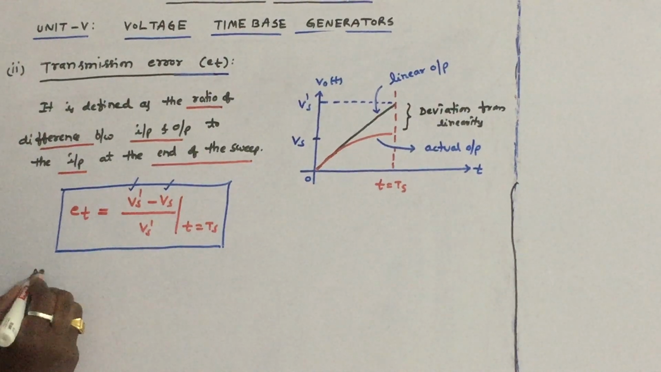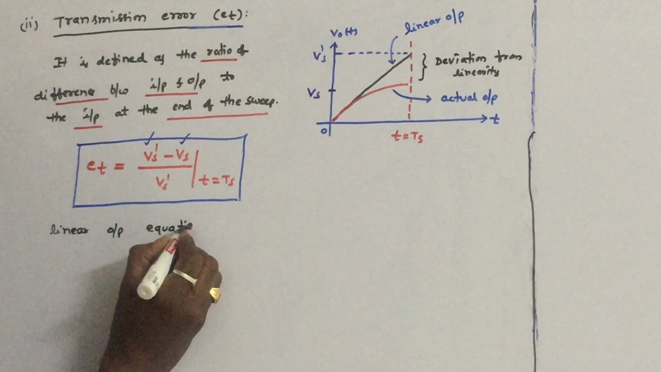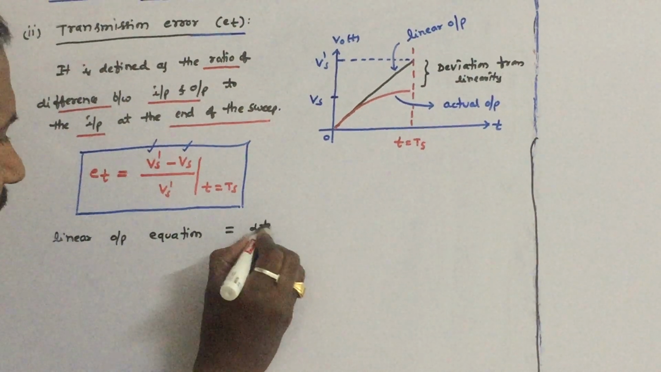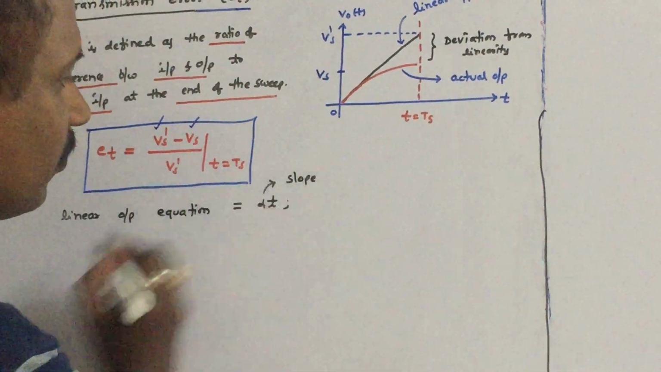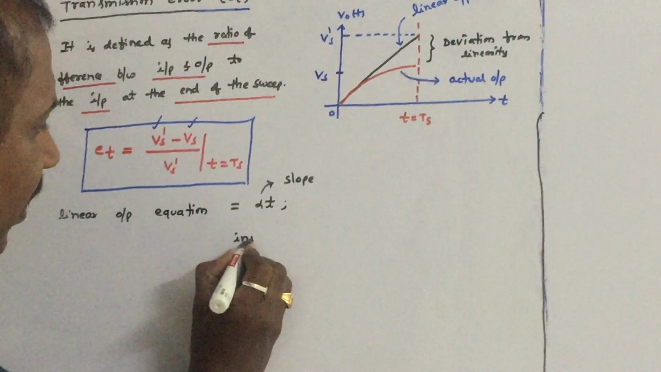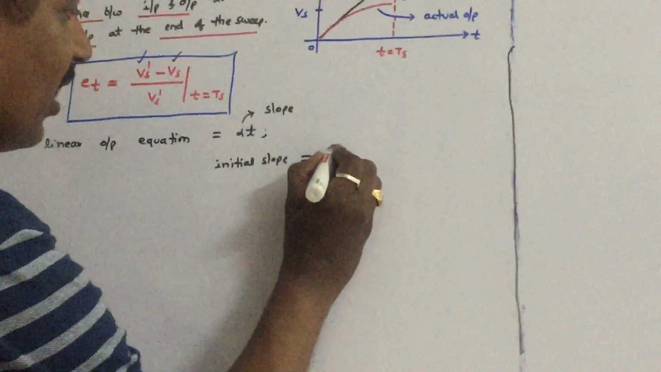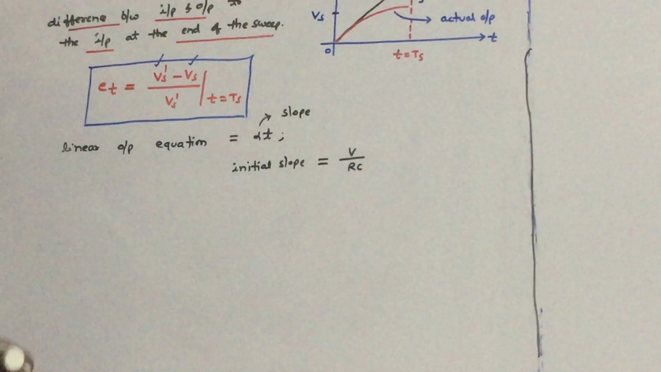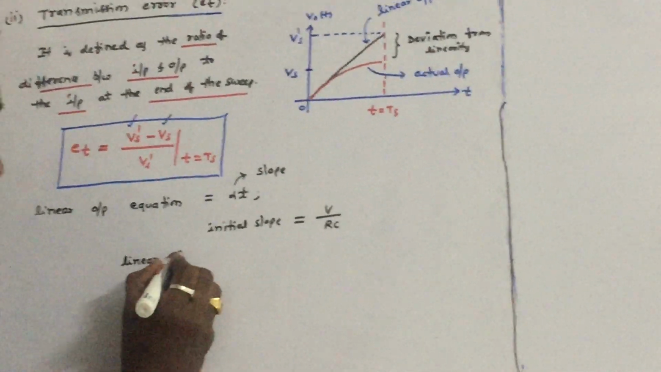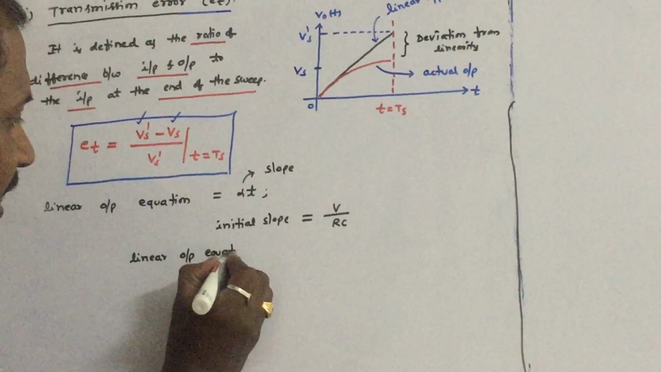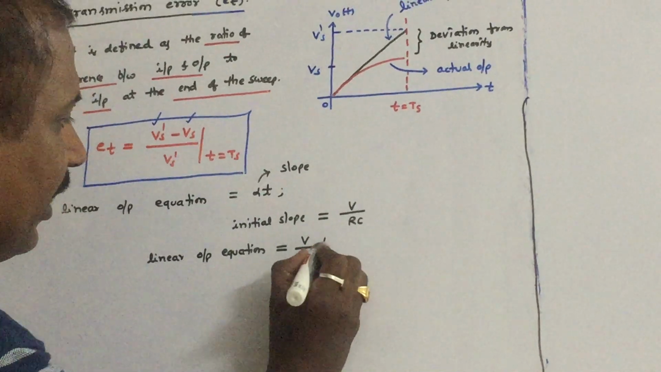So what is the linear output equation? It is alpha T, where alpha is the slope, the initial slope. In the previous slope error, we have derived the initial slope. What is the formula for initial slope? V by RC. Therefore, the linear output equation is V by RC into T.